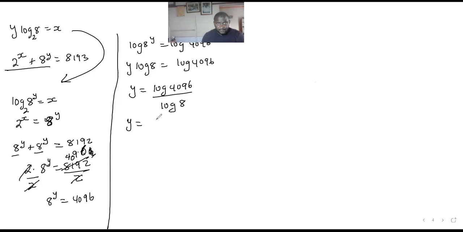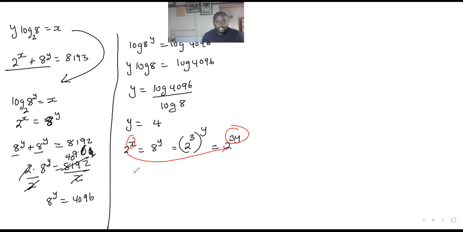Exactly. Yes. Okay. When you see such answers, you give yourself a tick to the sky. So if y is 4, come back here. Remember, 2 power x was equal to 8 power y. But do you know that 8 power y is 2 power 3 power y from indices, confirming 2 power 3y? If that is the case, then this power is equal to this power because these bases are the same. Therefore, x is equal to 3y, and we confirm x is 12.